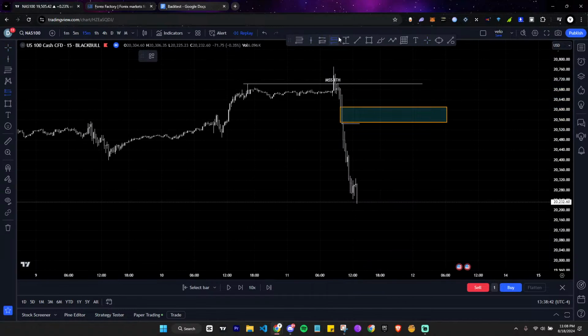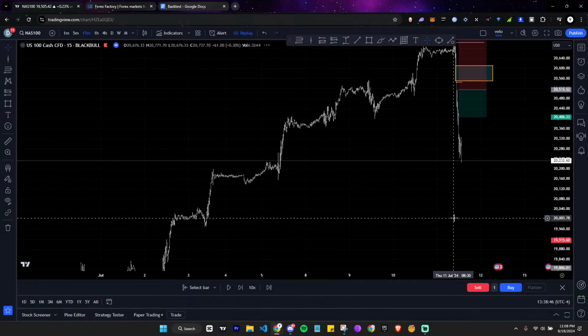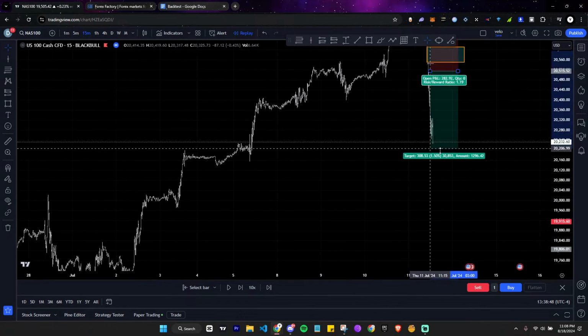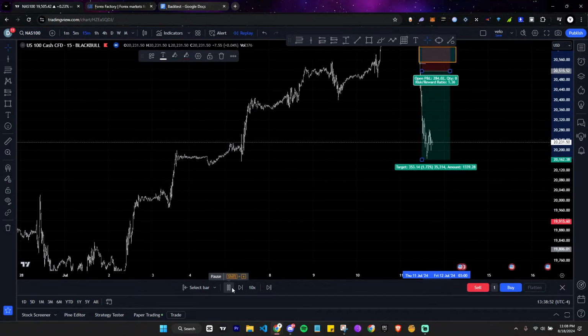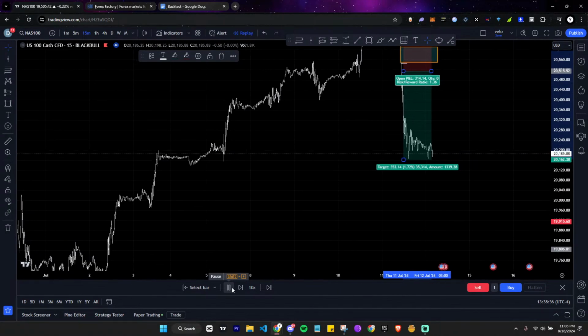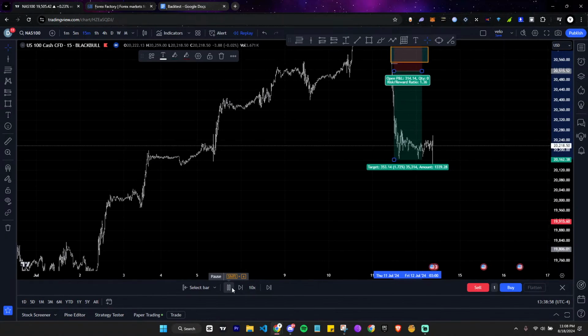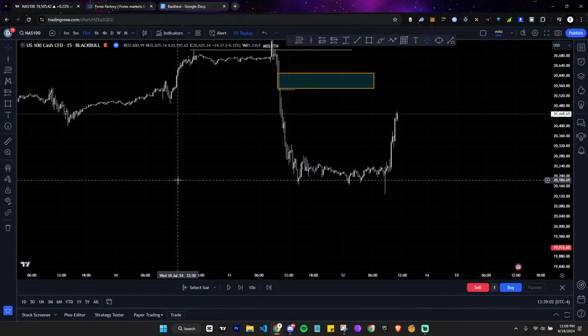We target these highs. These highs is my stop loss, and maybe these lows is my take profit. See. Oh, we hit TP and then we left. But this was an extremely risky trade.